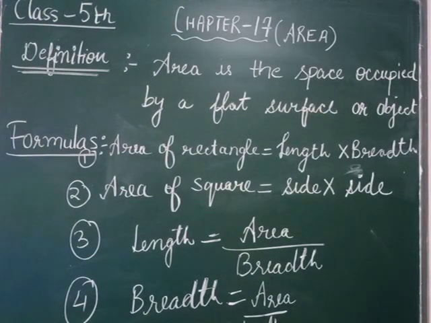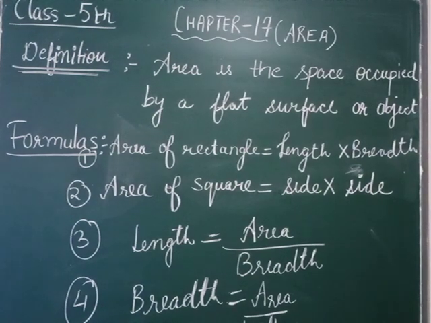As you can see the definition of area on the green board. Definition: according to the definition, area is the space occupied by a flat surface or object. That means the amount of region enclosed in a flat surface or a shape is called its area.